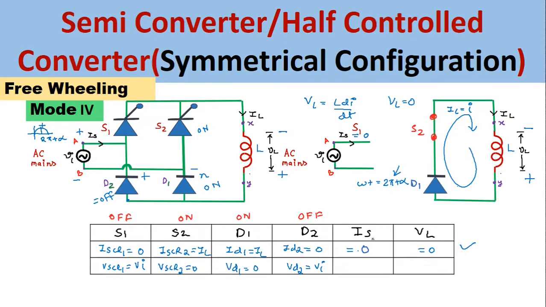What will be the source current? Source current will be equal to 0 because the AC mains or source is disconnected from the circuit here. Now the load voltage will be equal to 0 because of this short circuit coming across this load. Okay, so these are the conditions of different devices for mode number 4. Now we will use all this data to draw the final output waveforms.